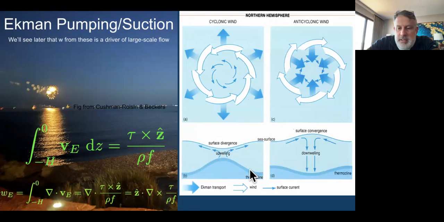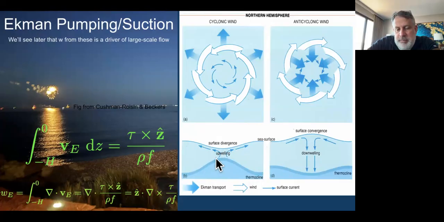and the pycnocline. So when you have an upwelling pattern, you pull that deep water up, you make the pycnocline approach the surface. And so you have anomalously cold, dense, salty water, typically closer to the surface than normal. And you have a sea surface height that is lower than normal. You have a sea surface depression.